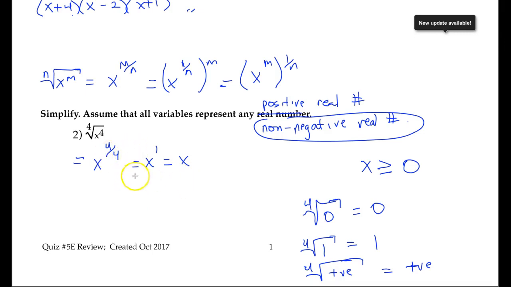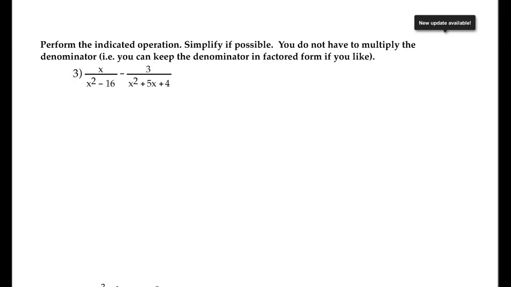So whenever we have a situation where the directions say assume that all the variables are positive real numbers or non-negative real numbers, then we do not have to put the absolute value signs there. Just want to make sure that that's clear. And I know that for question number 2, we spent a lot of time on it, but it's going to help us out later on. All right, let's move on to problem number 3.